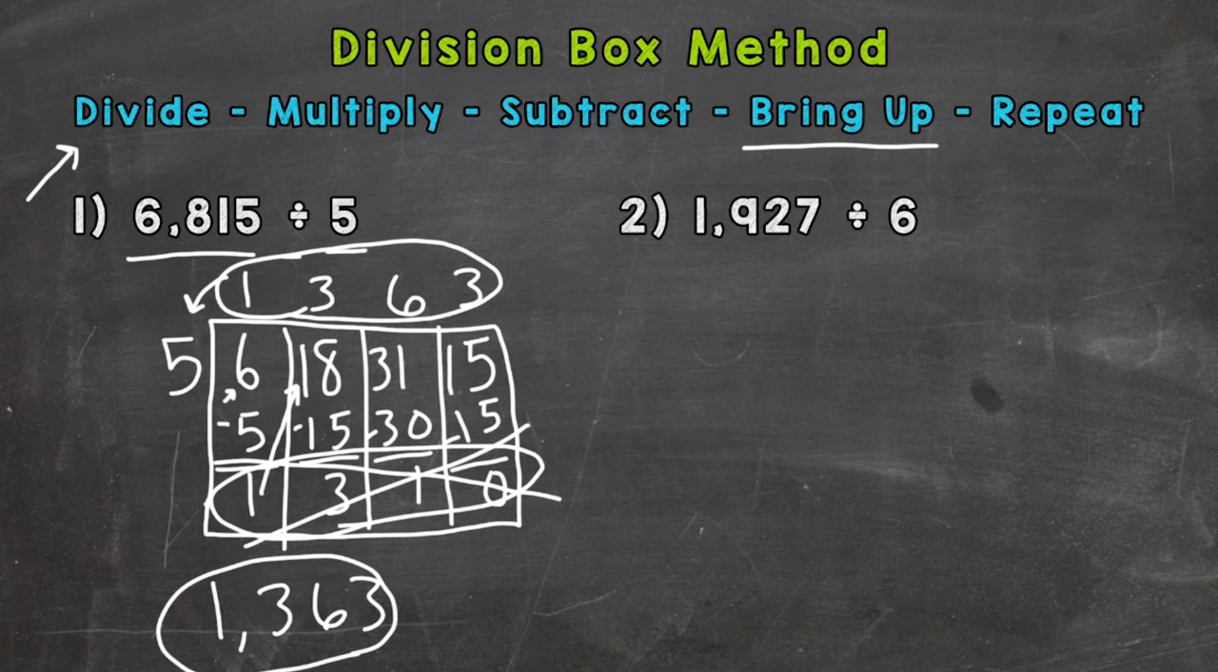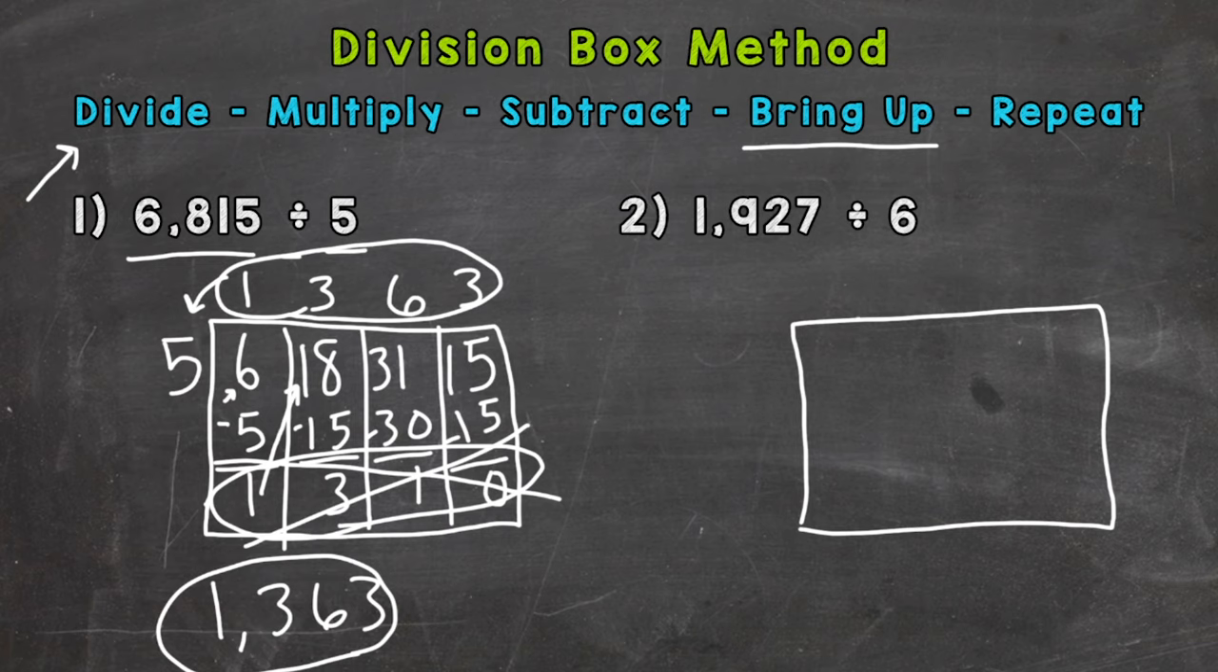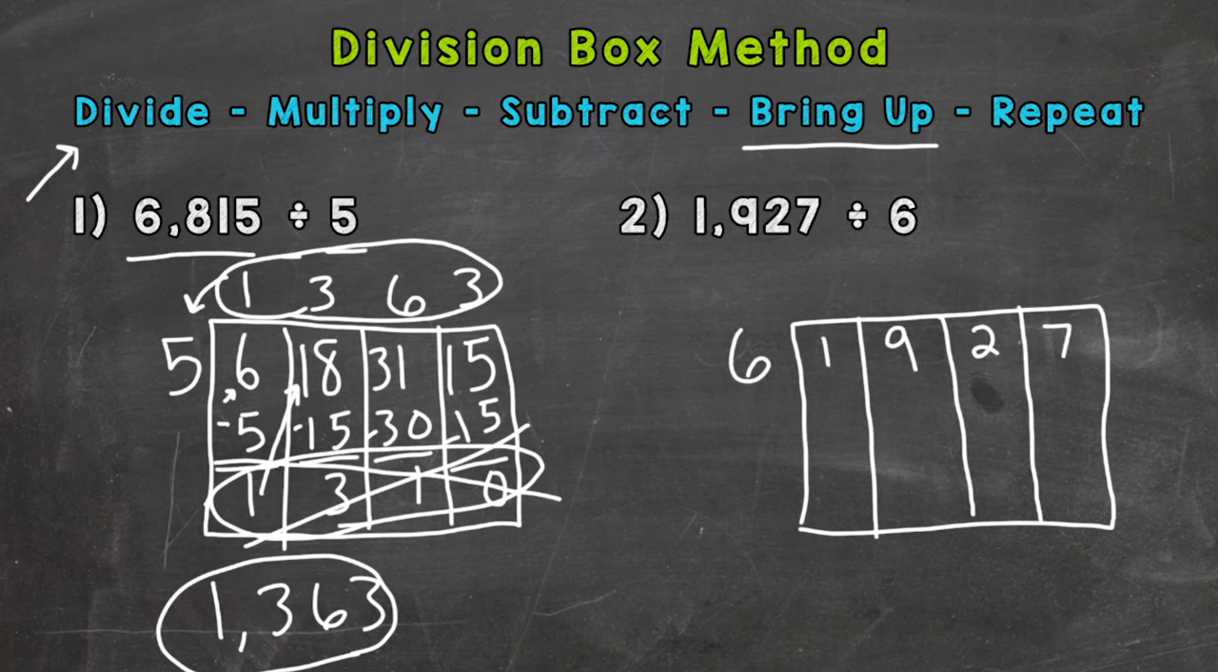1,927 divided by 6. So let's set up our rectangle or box here. And we need four sections again because we have a four-digit dividend. So 1,927, and 6 is our divisor. So let's start with our steps. Divide. So we need to do 1 divided by 6. How many whole groups of 6 can we pull out of 1? Well, we can't do that, so we need a 0 here.